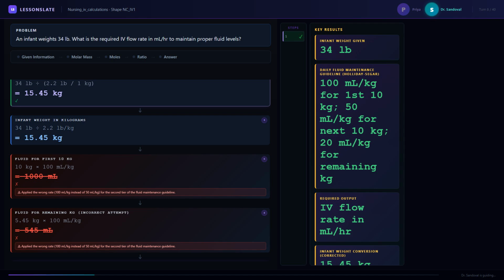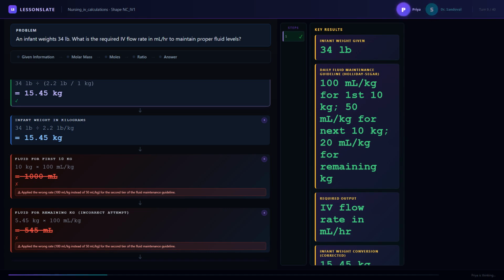You've correctly calculated the fluid for the first 10 kilograms, Priya, which is indeed 1,000 milliliters. That's a great start in applying the guideline. However, take another look at the fluid maintenance guideline for the subsequent weight. Remember, it's a tiered system: 100 milliliters per kilogram for the first 10 kilograms, then 50 milliliters per kilogram for the next 10 kilograms, and 20 milliliters per kilogram for any weight beyond 20 kilograms. How would that change your calculation for the remaining 5.45 kilograms?